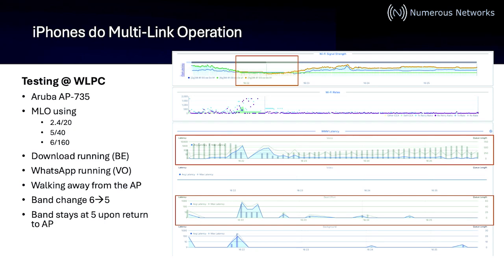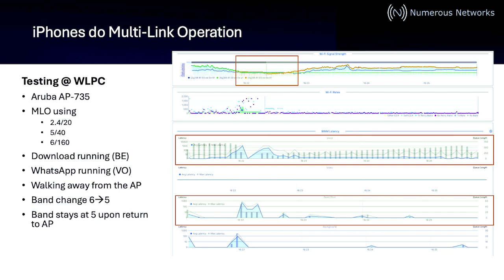We set up 3-band MLO, and you can see what happened, and this is really interesting. We did what's basically called a range versus rate test. You walk away from the AP and it should change bands, and the 6 gigs should drop off, and it should prefer 5 or 2.4. In this case, and I guess it was the way we had the AP set up, we were just in a room, we had it on a table.